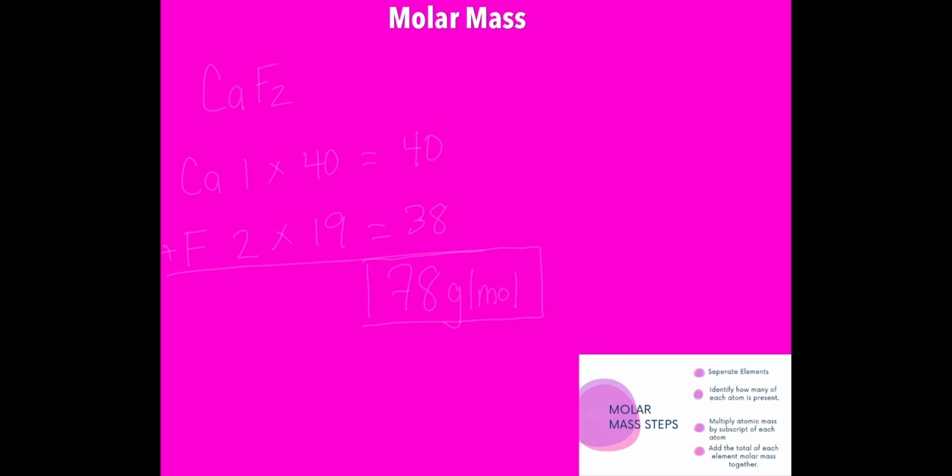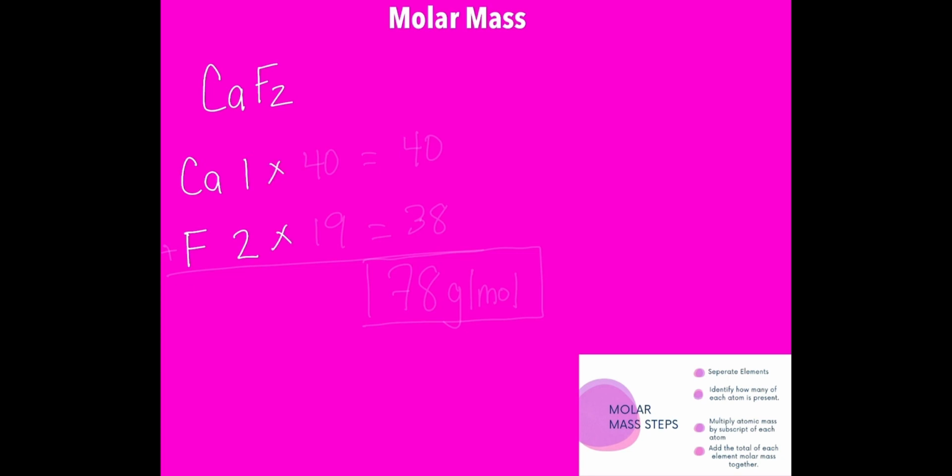Our first example is CaF2. At the bottom right-hand corner of the screen, I have set up a list of steps to consider when identifying the molar mass. Our first step is to separate our elements. So we have Ca and we have F. Then our second step is to identify how many of each atom is present. You do that by looking at the subscript. So for Ca we have 1, and for fluorine we have 2, as you can see from the subscript 2.